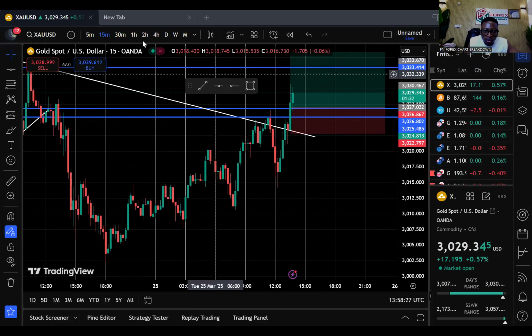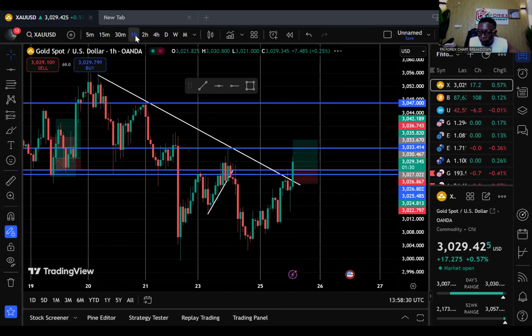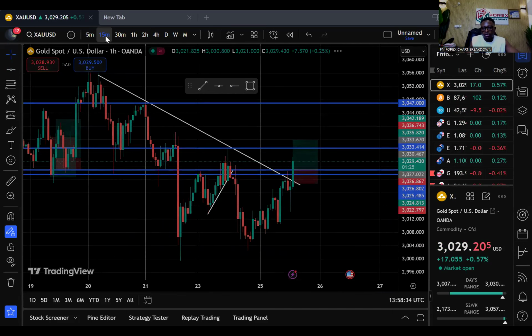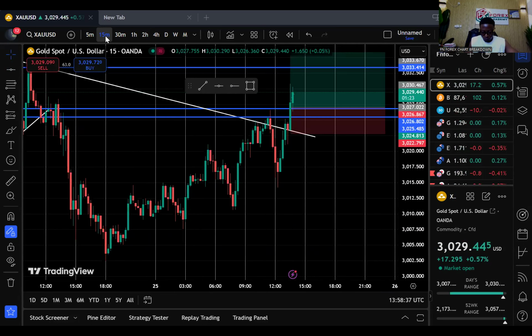The 1 hour candlestick is going to close. I think it has already closed above. In 1 minute, the 1 hour candlestick will probably close above, so we can have our entry. So I'm simply placing a trade now.